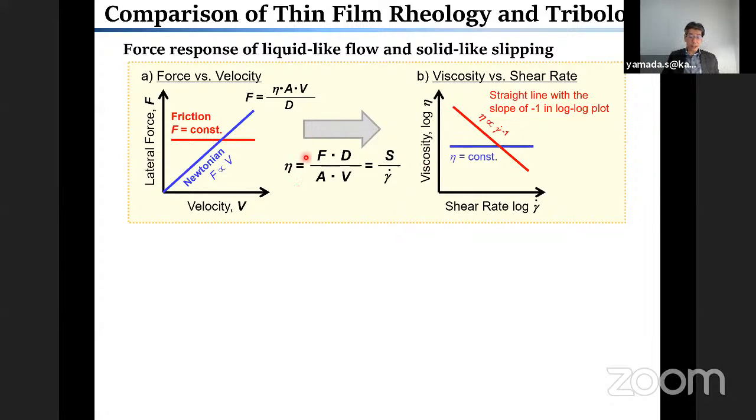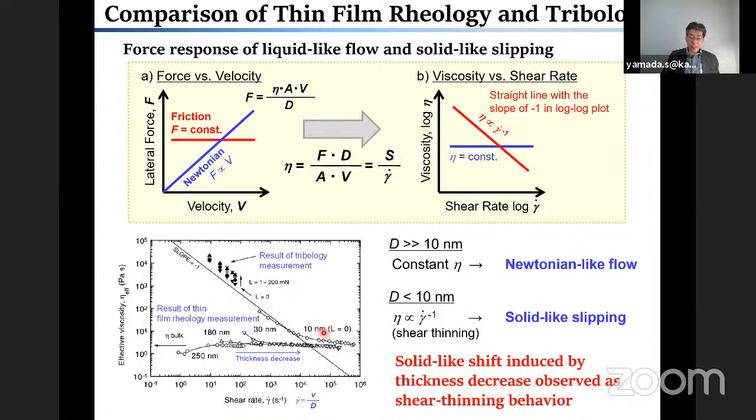For a Newtonian liquid, viscosity is constant. On the other hand, for a solid-like friction system, force or stress is constant, so viscosity should be inversely proportional to the shear rate. So if we plot on the log-log scale, the effective viscosity for a solid-like friction system should follow a straight line with a slope of -1.